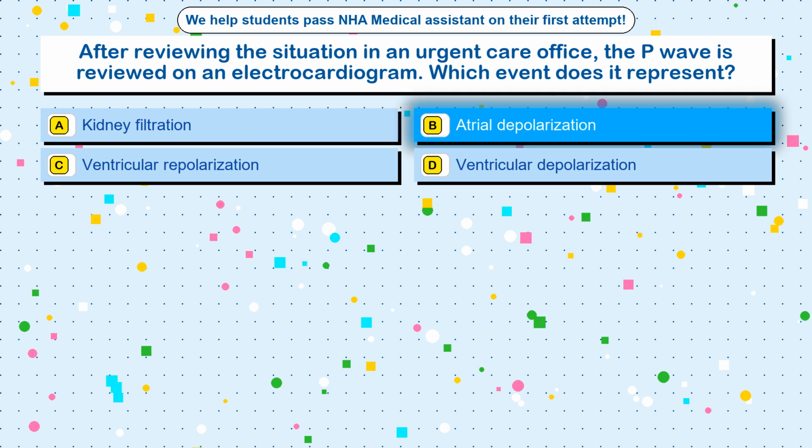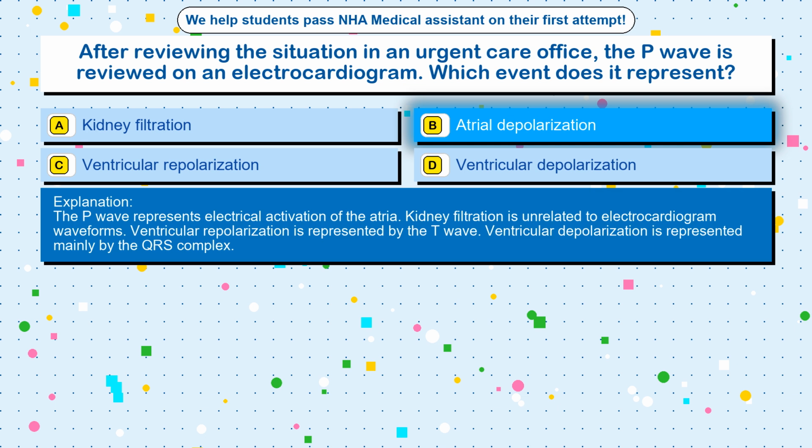Atrial depolarization. The P wave represents electrical activation of the atria. Kidney filtration is unrelated to electrocardiogram waveforms. Ventricular repolarization is represented by the T wave. Ventricular depolarization is represented mainly by the QRS complex.